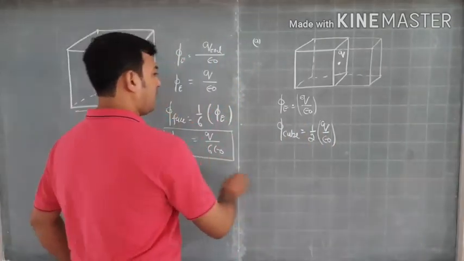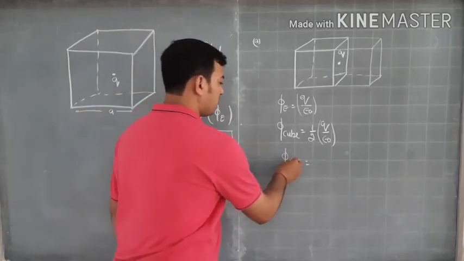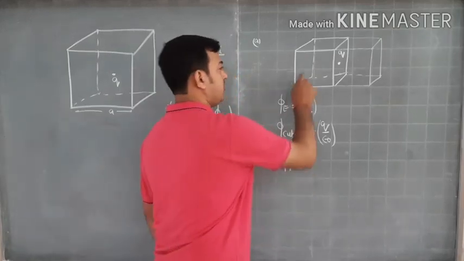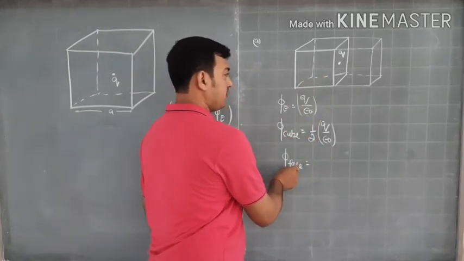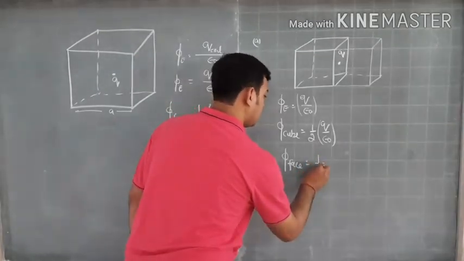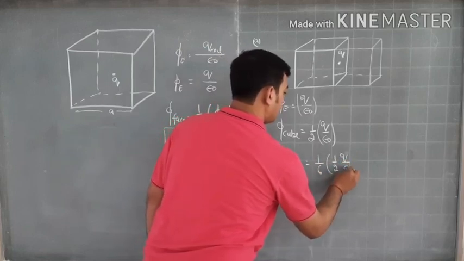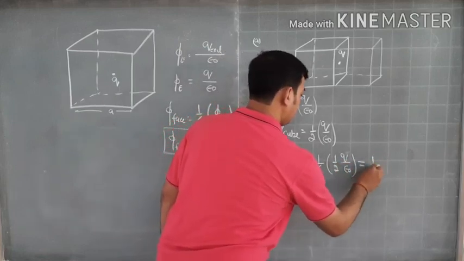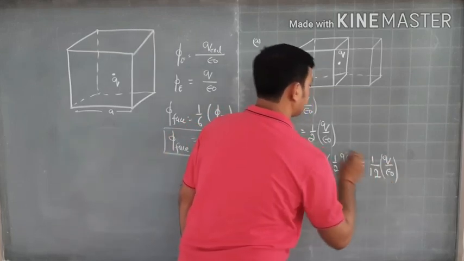And similar to the previous one, if I need to calculate the flux through one face of 1 cube, this is the flux through 1 cube, and you know that a cube has 6 faces, so I will just take 1/6 of the flux from 1 cube, which will give you the result as 1 by 12 Q by epsilon naught.